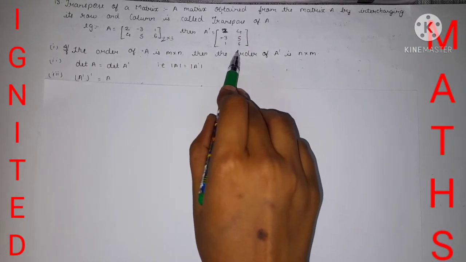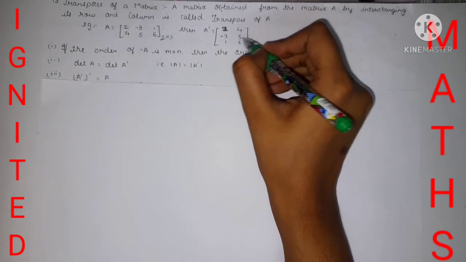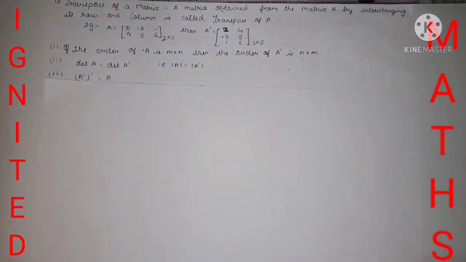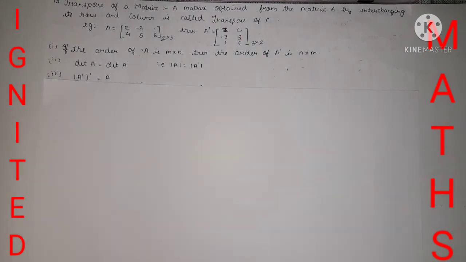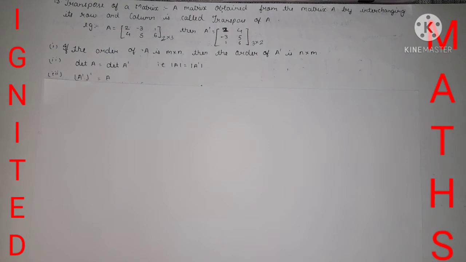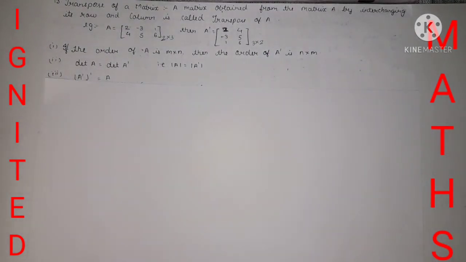You can see it over here. The order of the matrix will become 3 cross 2 after interchanging the row and column, or after transposing it. The order is also interchanged. You can see it in this example. This is one of the most important topics, because you will hear the word transpose again and again in the matrix chapter.